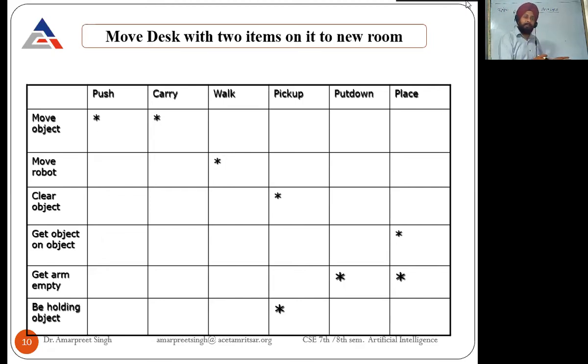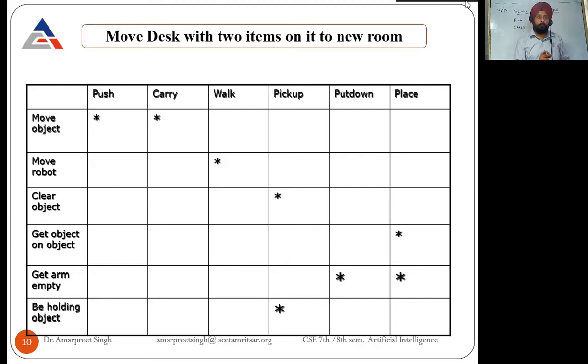If the desk is heavy and the item is lightweight, then you can pick up the items, push the desk, and then push the item. So what operators are available? First is push. Push is used to move an object. It can be the desk or the item.